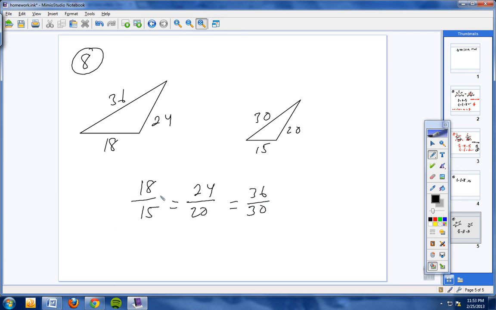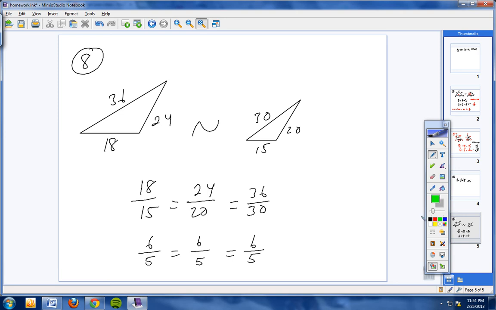Let's reduce and see what we get. 3 goes into both of these, you would get 6/5. 4 goes into both of these numbers, so you would get 6/5. And 6 goes into both of these numbers, and you would get 6/5. So yes, these two triangles are similar.